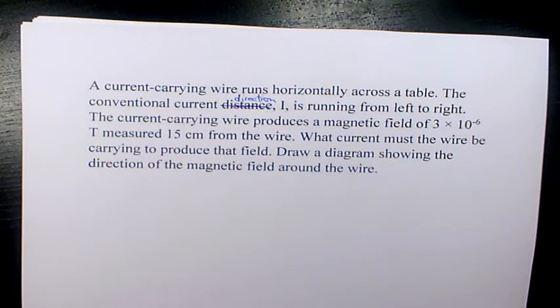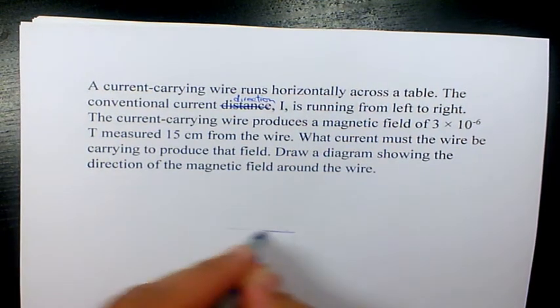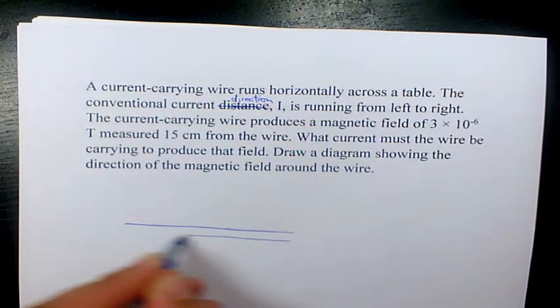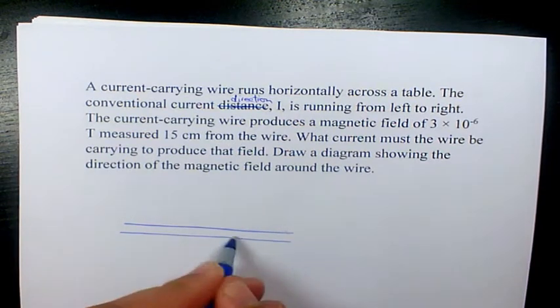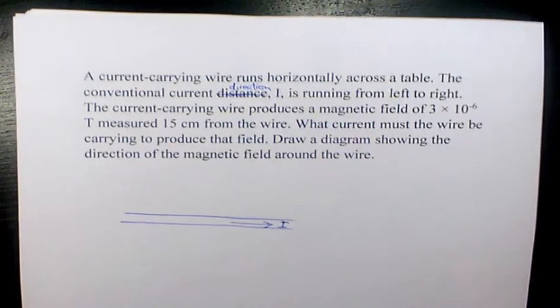And there is a diagram showing the direction of the magnetic field around the wire. So first of all, let's have the wire. It is horizontal, like that, and it moves from left to right. So I is going to be in this direction.